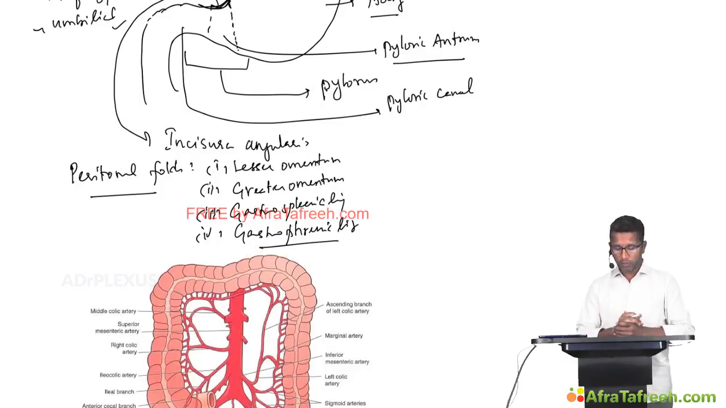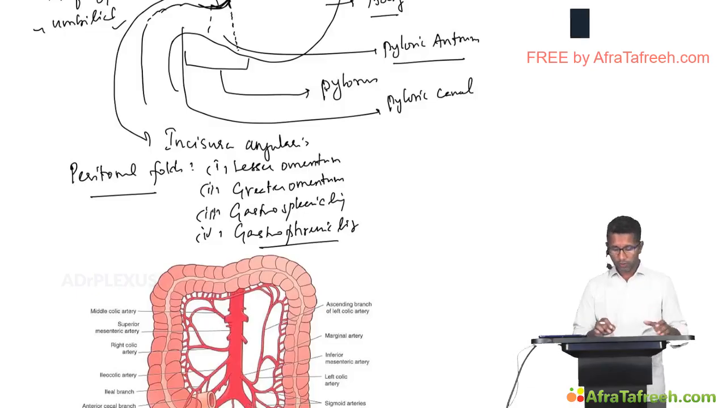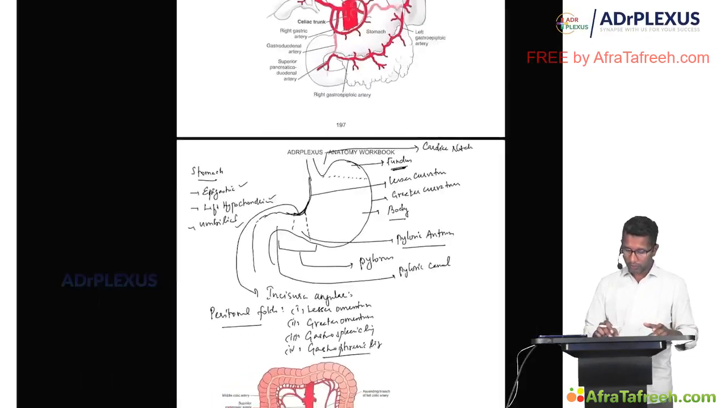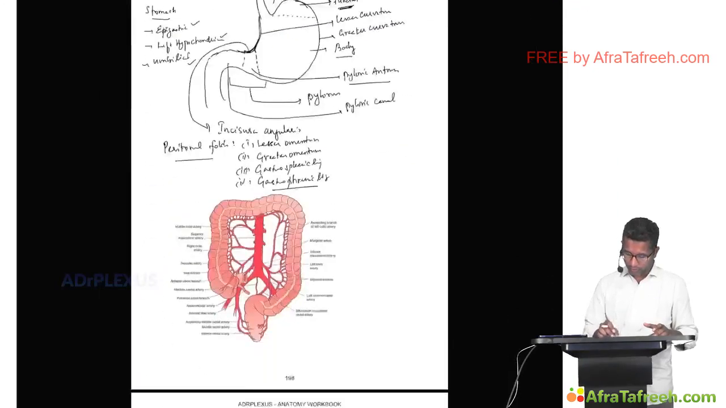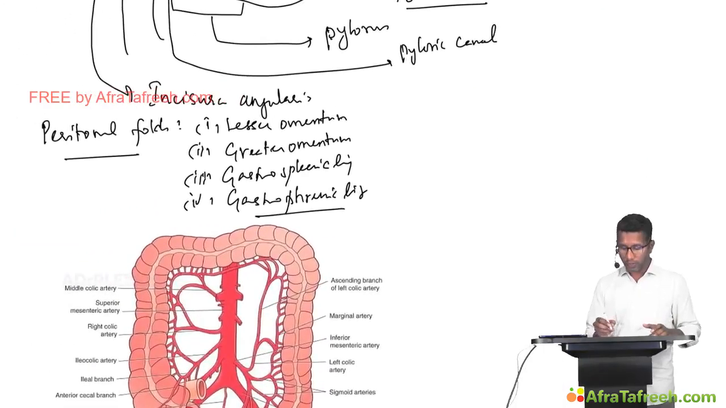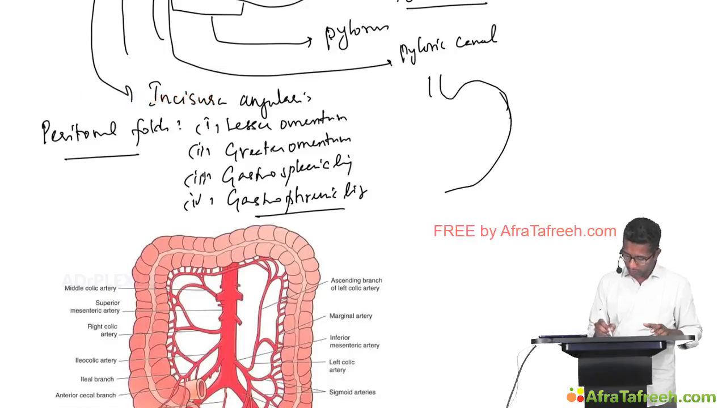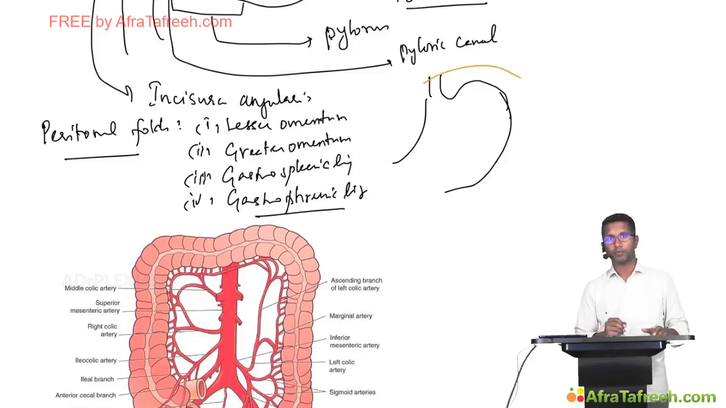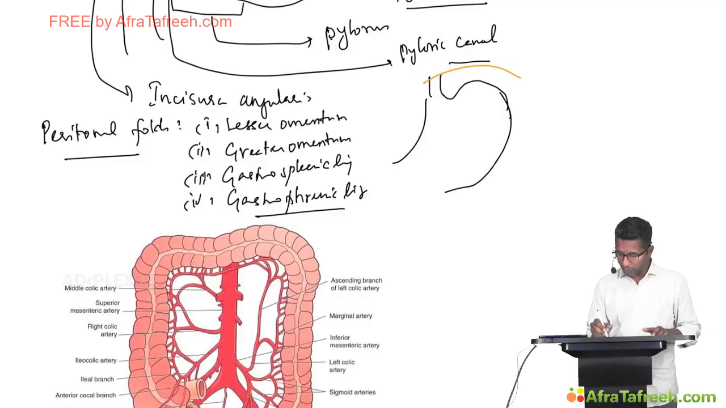The stomach has a lot of relationships around it, so we'll try to draw that diagram here. For example, the stomach has a fundus, and this fundus is related to the diaphragm above. It is also related to the pleura and the lung above.